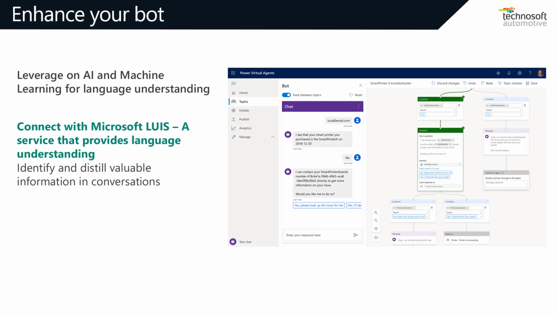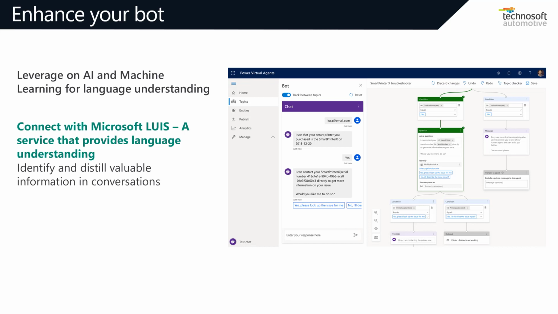To further enhance the virtual agent capabilities, we can leverage artificial intelligence and machine learning for language understanding. One of the machine learning services that we can use to make a smart virtual agent is to connect it with Microsoft LUIS. Microsoft LUIS is a machine learning service designed with complex algorithms that allow computers and humans to speak with each other in a natural language.